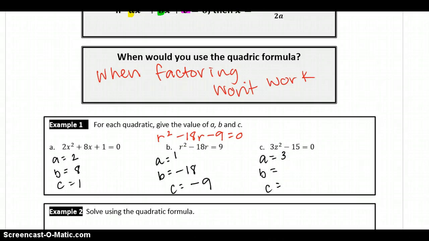What's in front of z in this one? Do you see a z there? No. But like, if we put a 1 in front of z, we would have 1z, but is there a 1z there? No. We could rewrite this as 3z squared plus 0z minus 15. And would we be changing the equation at all? No, so b is just 0 in this case. And then our c is negative 15.